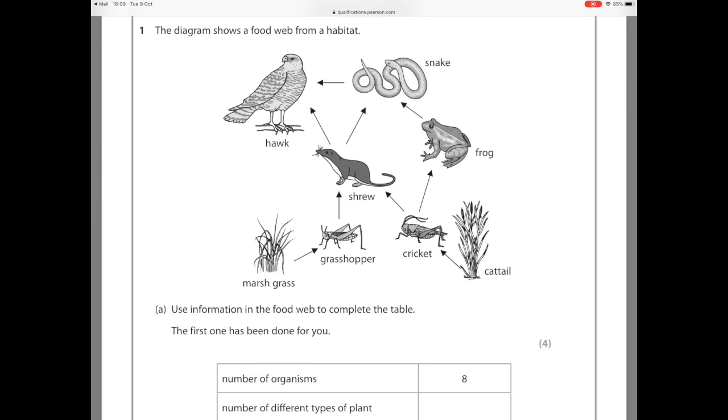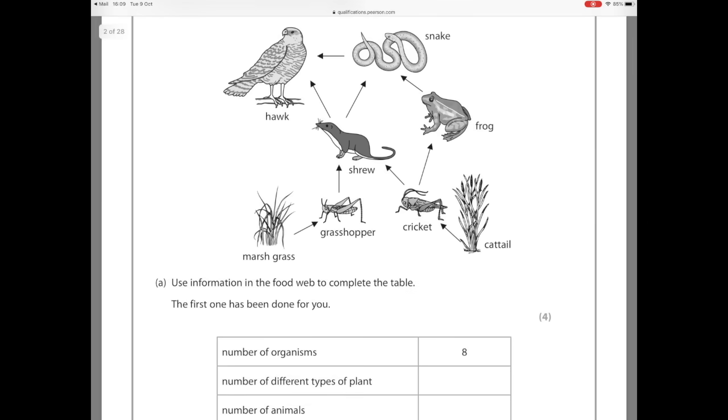The diagram shows a food web from a habitat. Use information in the food web to complete the table. The first one has been done for you. This has been drawn quite horribly, so rather than looking at where the layers are, you're going to need to count the arrows and make sure you remember things about what a producer is and what a primary consumer is. So starting with the number of organisms, which they've done for us, which is annoying because that's the easy question. Just count how many different organisms there are, 8, so we do agree with them.